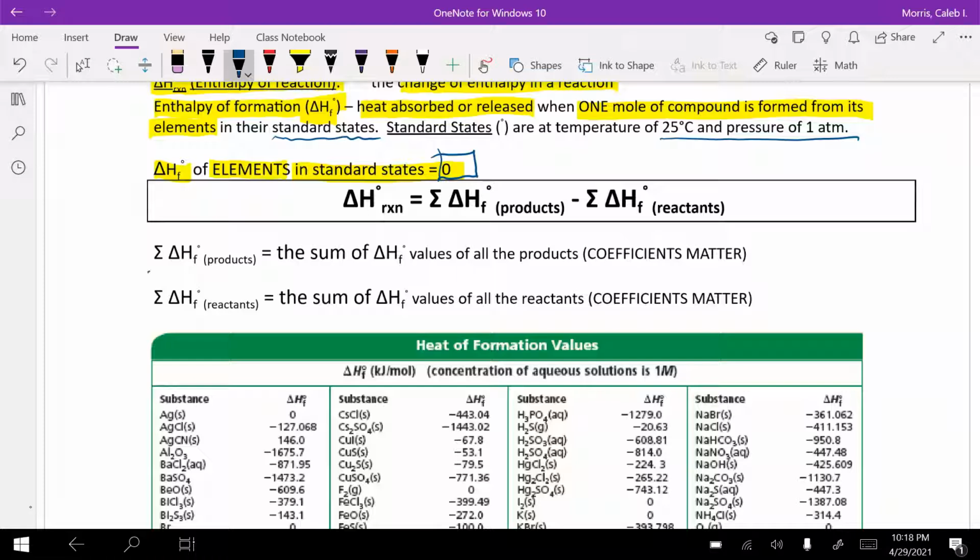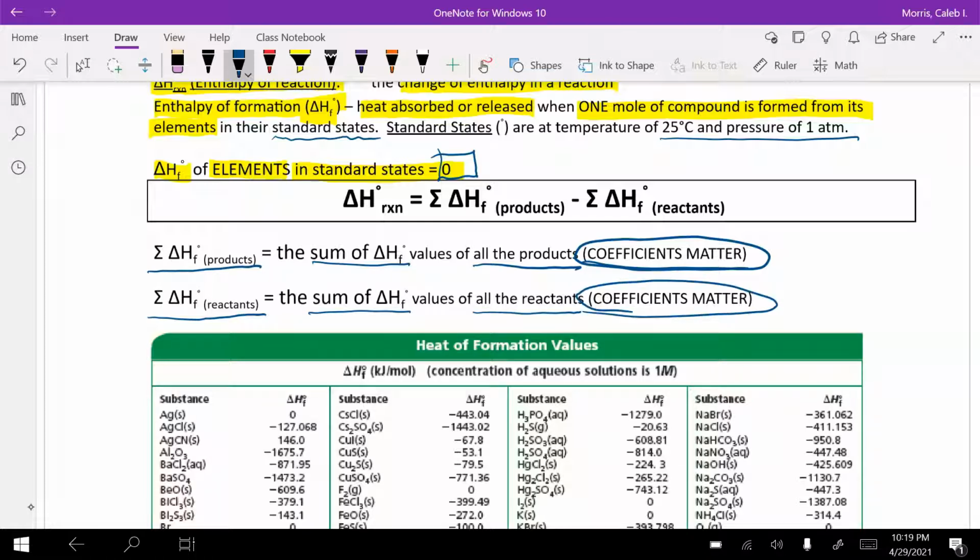Again, this term means the sum of enthalpy of formation values of all of the products. And yes, the coefficients matter. We have to multiply by coefficients. That's the big number out front of your compound. And then enthalpy of formation of reactants, that's going to be the sum of the enthalpy of formation values for all of the reactants. And yes, our coefficients do matter.